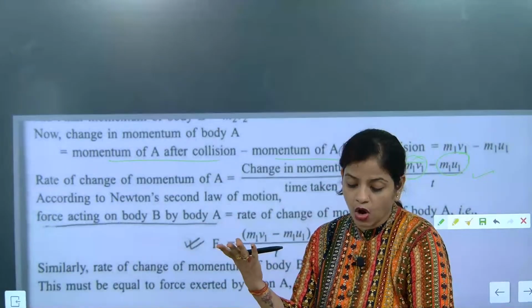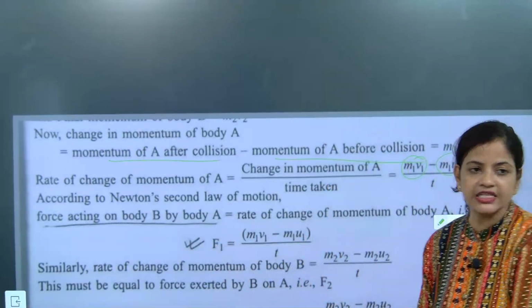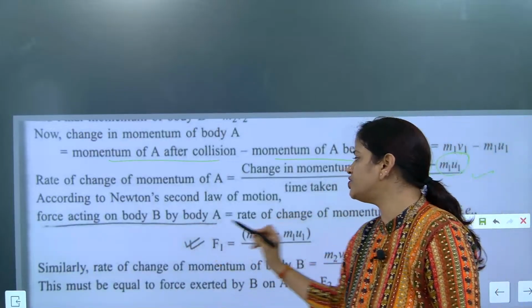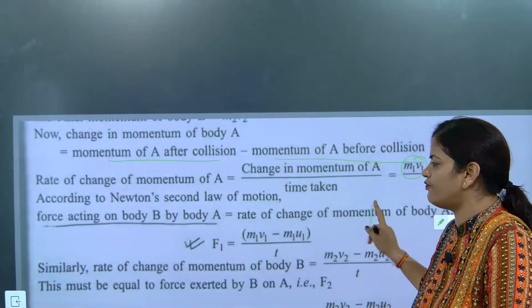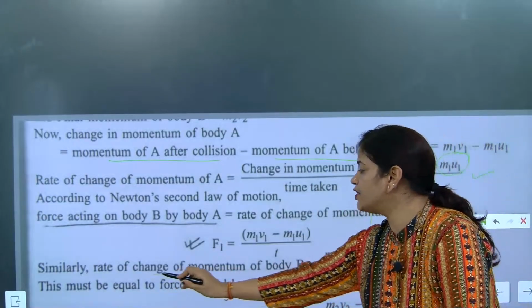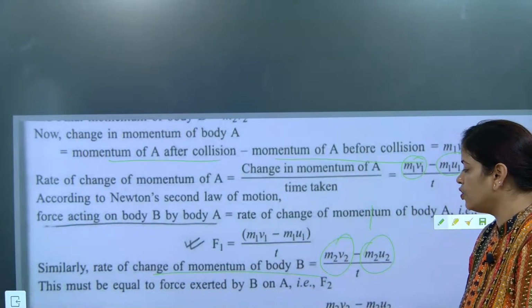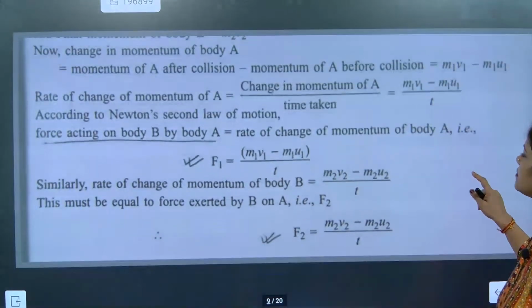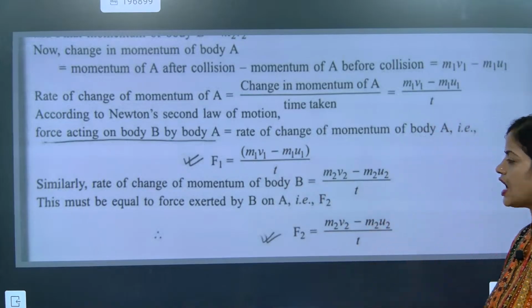Now, momentum of body B. This car is exactly body B. Again, the rate of change of momentum will be M2 V2 minus M2 U2. This is for the car. Understood?